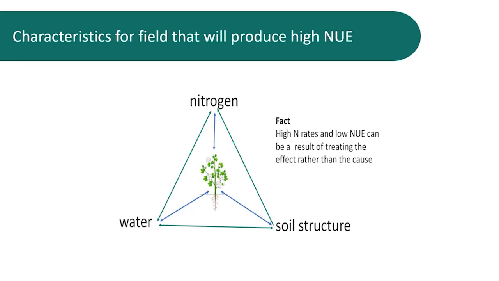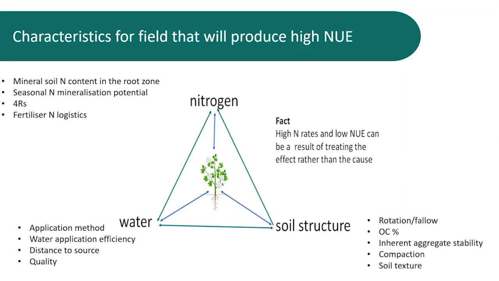And also in concert with that is soil structure. So water and structure go together. And if I've got poor watering management and I've got poor structure, you're going to have low water efficiency and high rates relative to the yield you're able to produce. Soil structure, I think this is where I'm probably overlapping a bit with Blake here, with rotation, fallow history, organic carbon level, inherent aggregate stability that comes from the chemistry, so sodicity, compaction, soil texture are the major factors that you'll look at there.